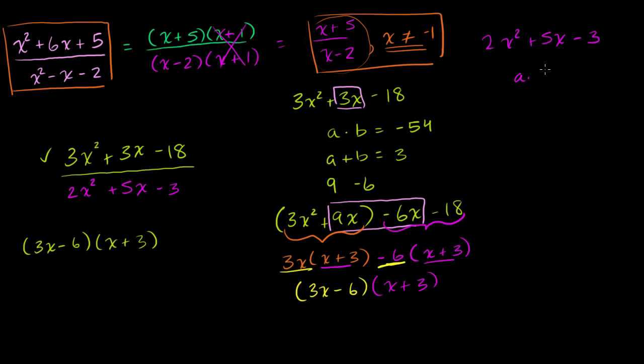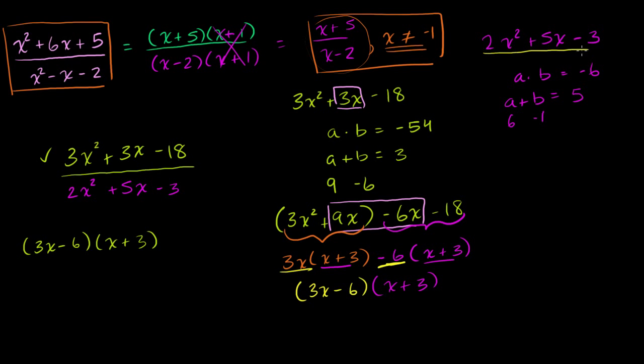So once again, a times b needs to be equal to negative 3 times 2, which is negative 6. And a plus b needs to be equal to 5. So in this situation, it looks like if we went with 6 and negative 1, that seems to be a better situation. 6 minus 1 is 5. 6 times negative 1 is negative 6. So that would have been a horrible mistake.